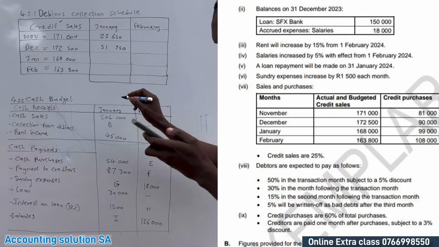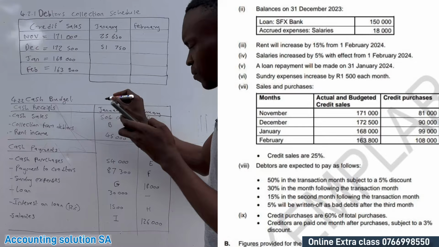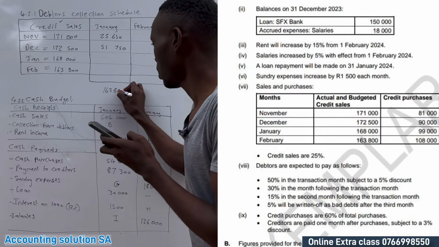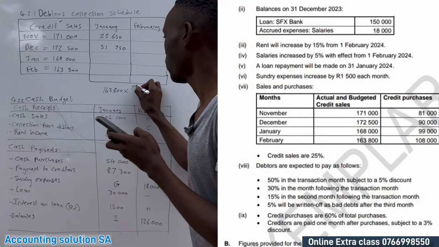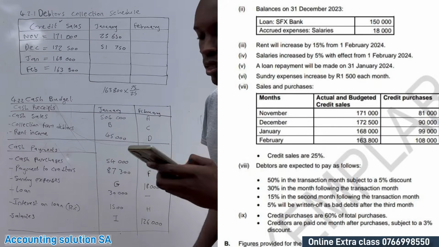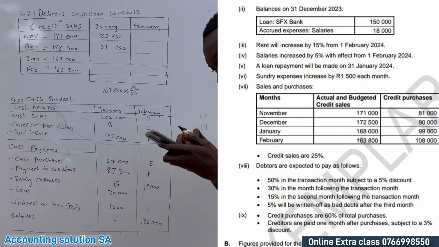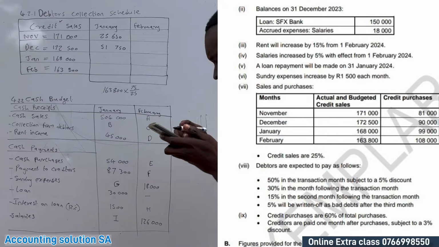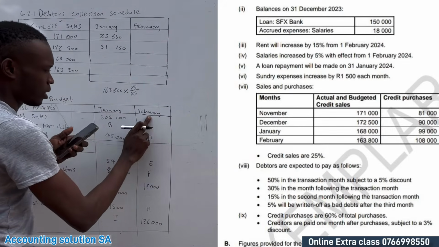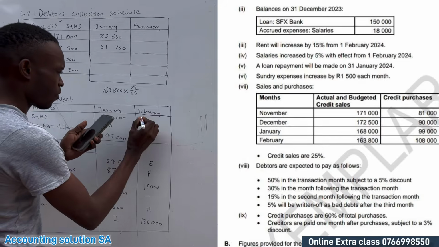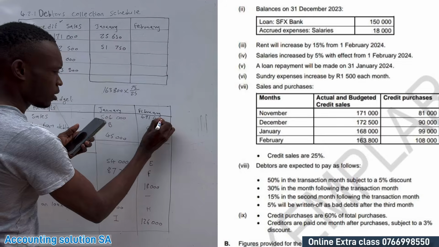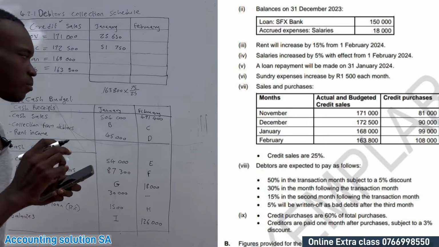So for February, you say 163,800 multiplied by, you are looking for cash sales over credit sales, not total, as I said. So you're going to get an amount, which means that number A, we can answer it. We're going to get an amount of 491,400, just like that. Very simple stuff.